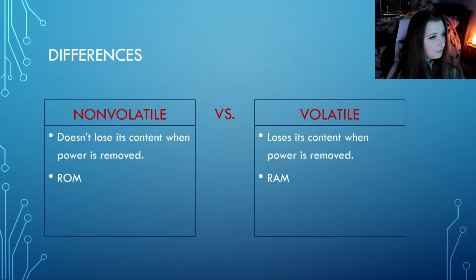And then I made 2 different charts showing the differences between non-volatile and volatile. With non-volatile, the RAM doesn't lose its content when the power is removed. One example of this is ROM, which is permanently installed on the motherboard, and it also contains BIOS. And then with volatile, this RAM loses its contents when the power is removed. An example of this is RAM, which is stored on one or more chips on the motherboard.